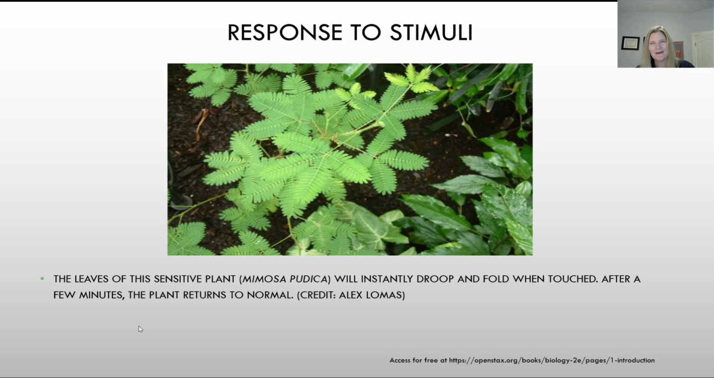So living things are able to do that. A rock cannot do that. When it starts to rain, it can't move to a place that doesn't get exposed, because it's not a living thing. So living things respond to stimuli.